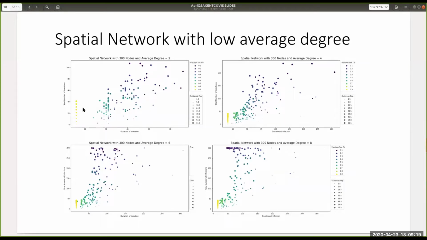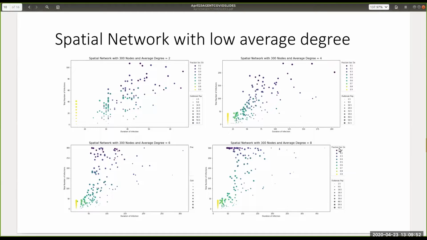Yellow is strong social distancing. The dark purple is very little social distancing. Green is moderate amounts. And then the size of the initial outbreak population is denoted by the size of the dots. So what you can see is with a spatial network with a small average degree, then you really do have a spread in terms of the total number of people who can be infected, which is the values on the y-axis. You have a spread in how long the infection can take, which is the x values.